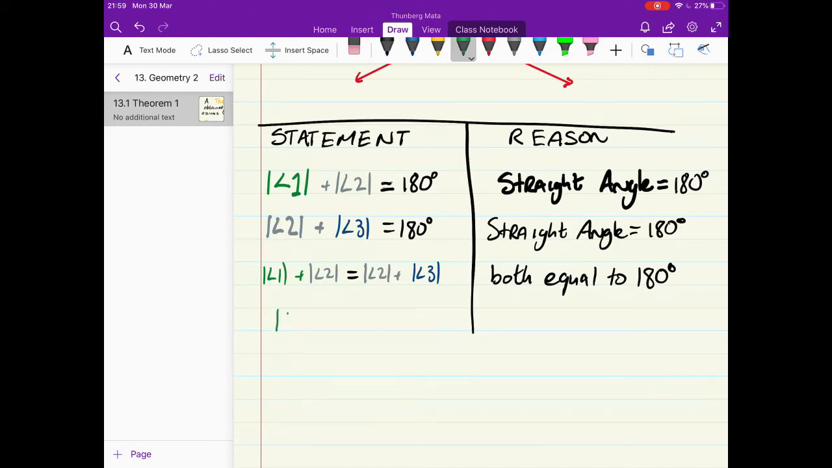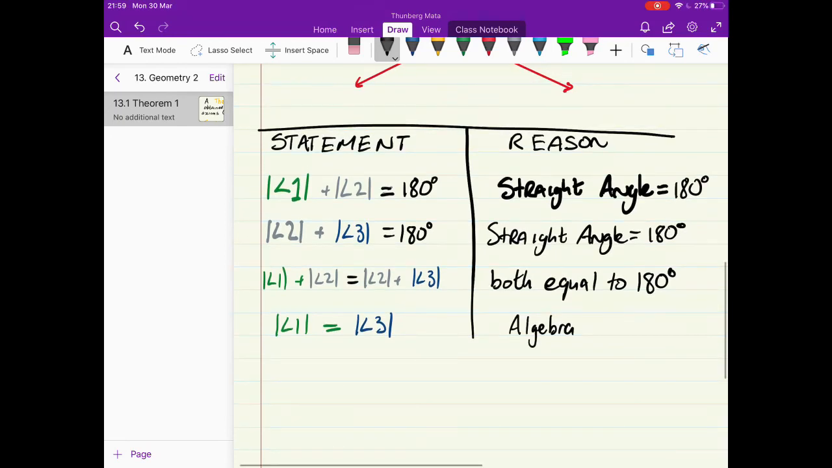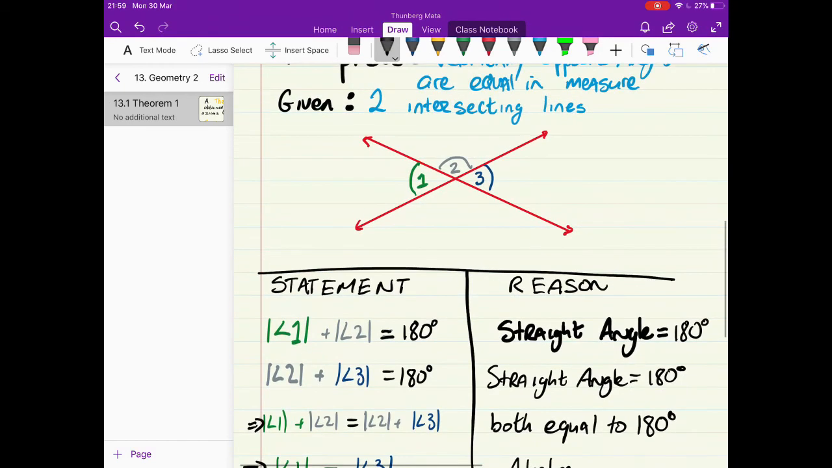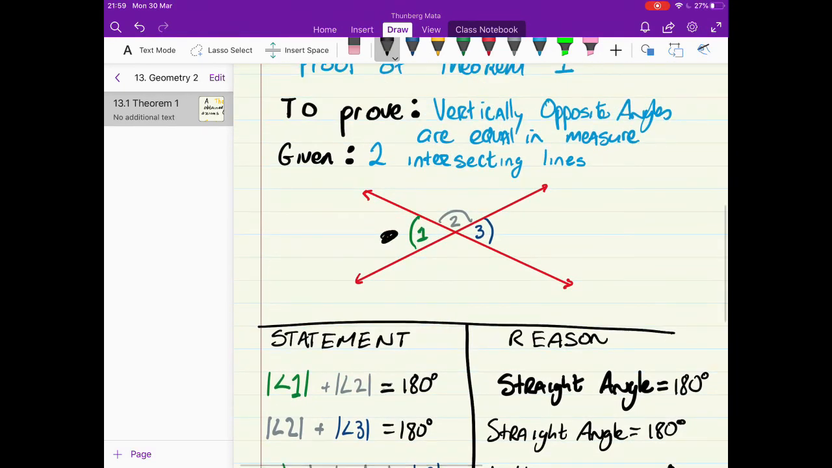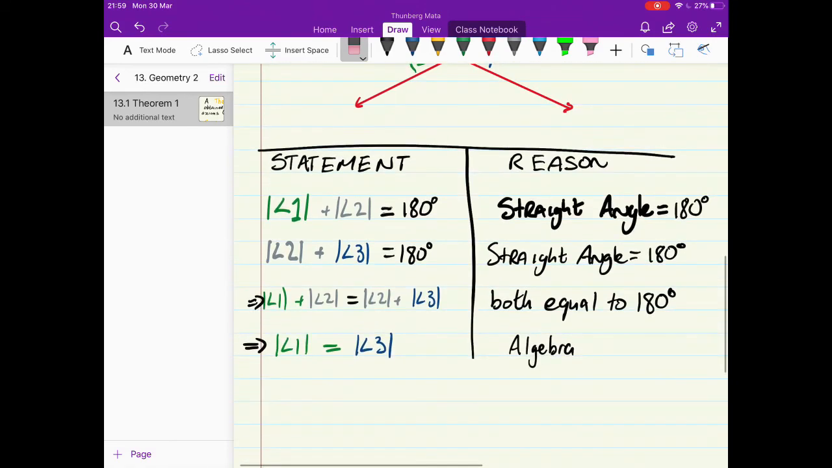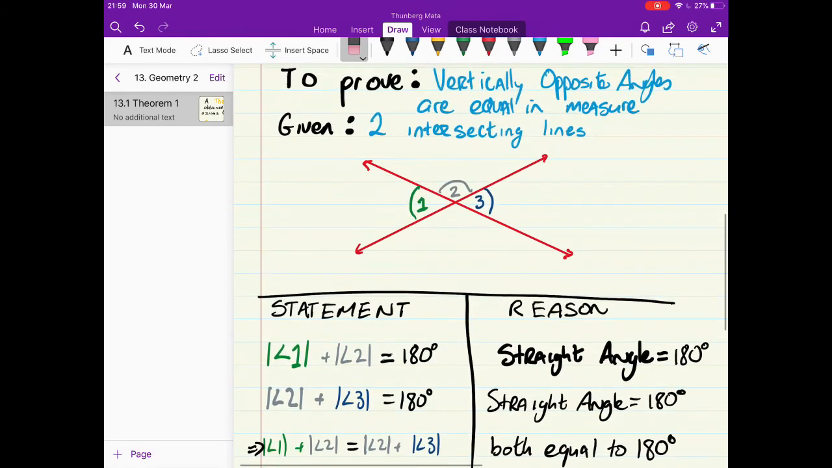So now, using algebra, I can subtract angle 2 from both sides of this equation. And that means I'll be left with angle 1 is equal to angle 3. So the reason I was able to say that again was a small bit of algebra. So now I have angle 1 is equal to angle 3. That's implied, so that's shown to be true. I'm showing the implied symbol there. So we've shown that this angle here, angle 1, is equal to this angle here, angle 3.